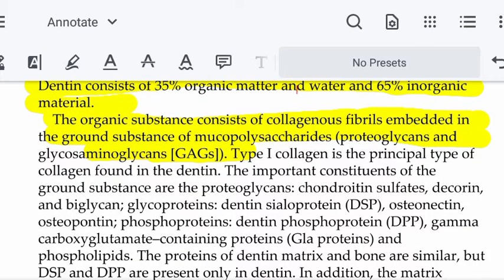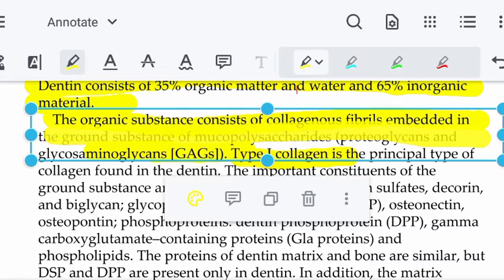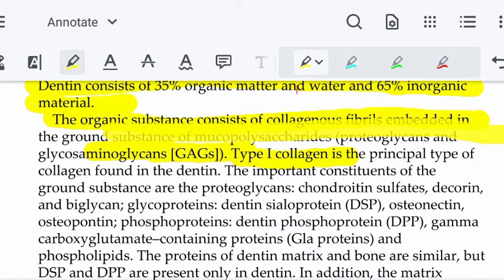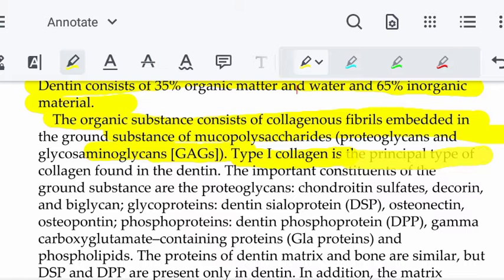Type 1 collagen is the principal type of collagen found in dentin. What is the principal type of collagen found in dentin? It is type 1 collagen. It is important to note it down. Type 1 collagen is the principal type of collagen found in dentin.